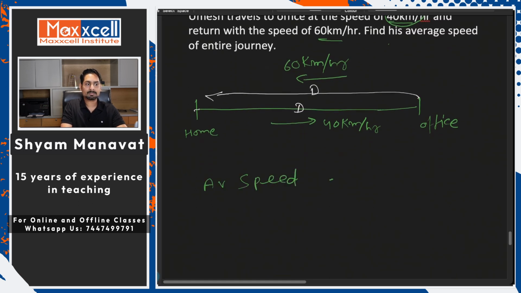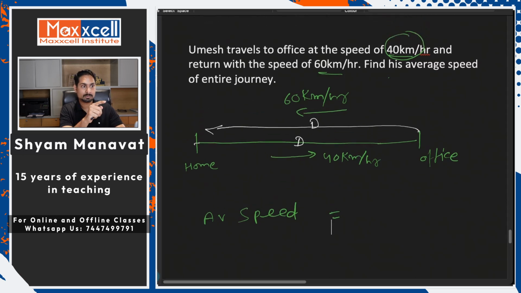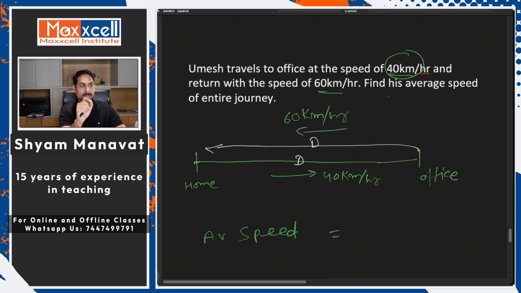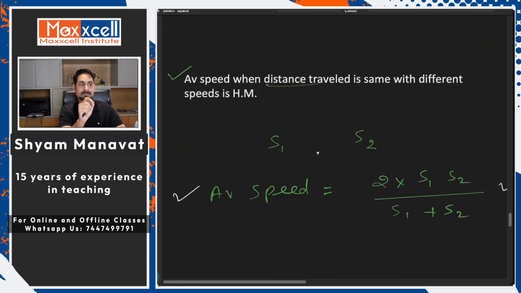You know what usually people do? The moment they see the word average, they simply do a plus b by 2. That's where they go wrong. In average speed, you have to be careful. Look at the case. What is this case? Case is when distance is same and speeds are different.